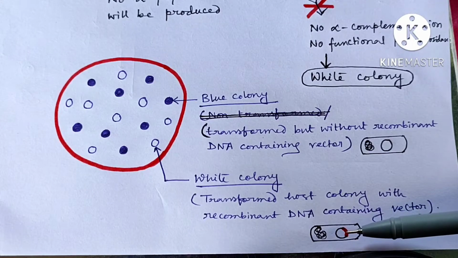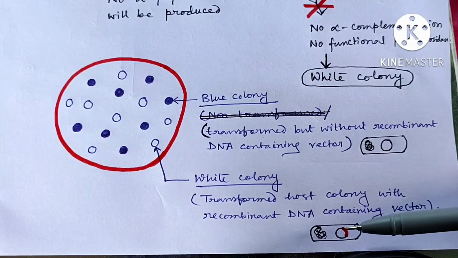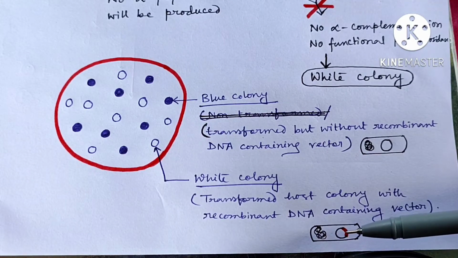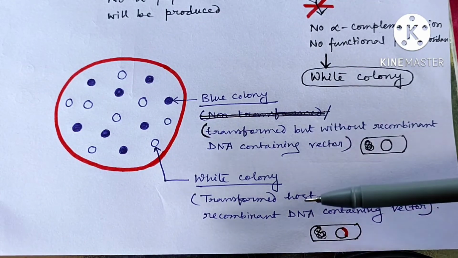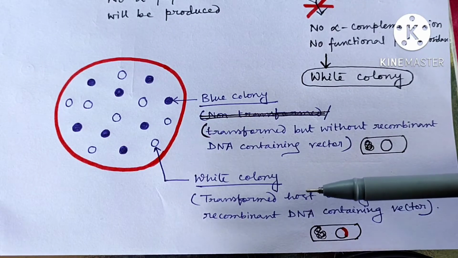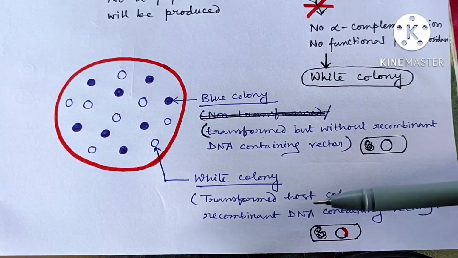That means here in this plasmid, or in this cloning vector, the foreign DNA has been incorporated. As a result, the LacZ alpha gene got disrupted and no functional beta galactosidase can be produced, and X-gal cannot be broken down into the blue component. So from these two colonies you can easily say which colony contains recombinant DNA and which colony does not contain the recombinant DNA.